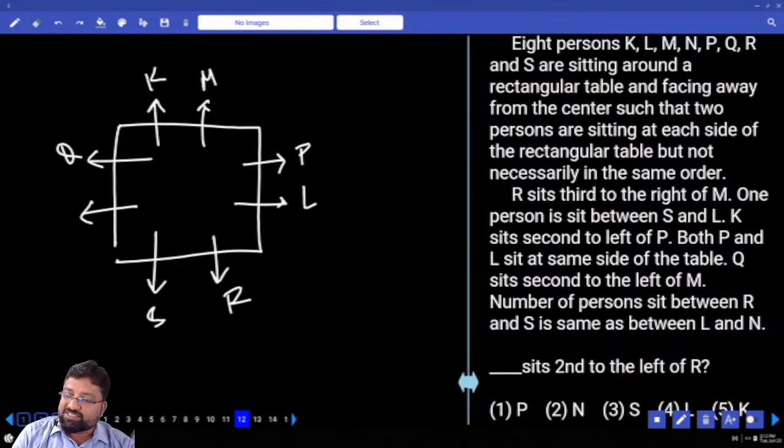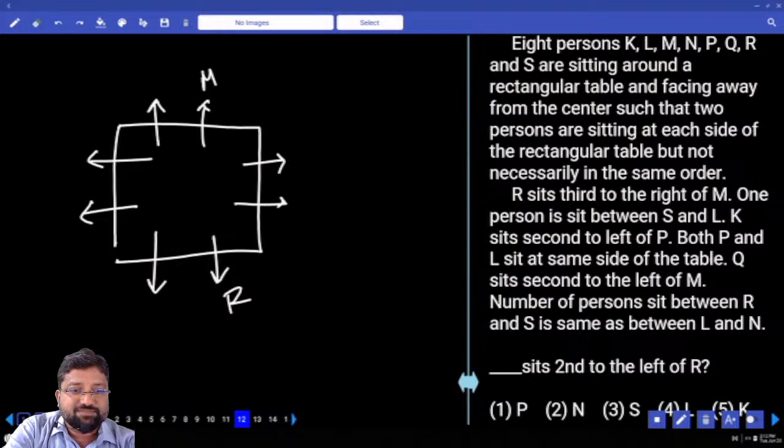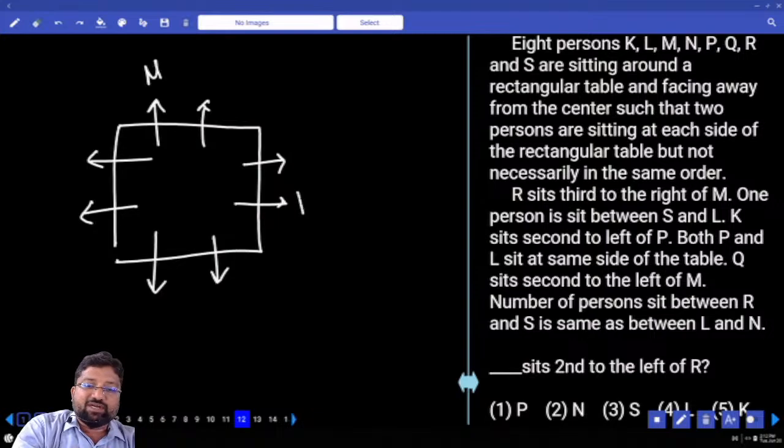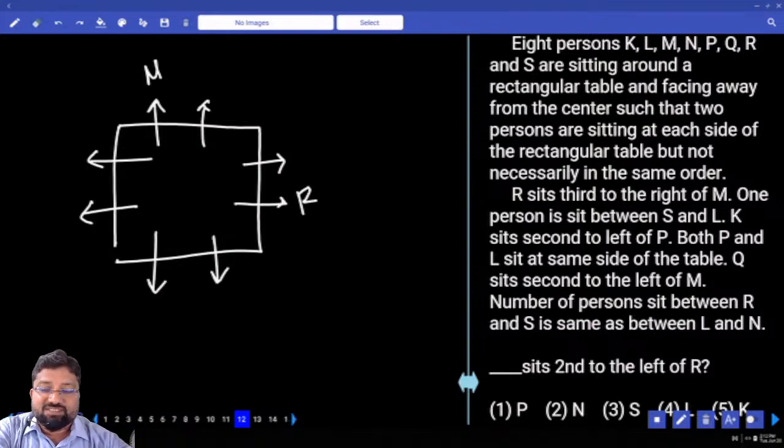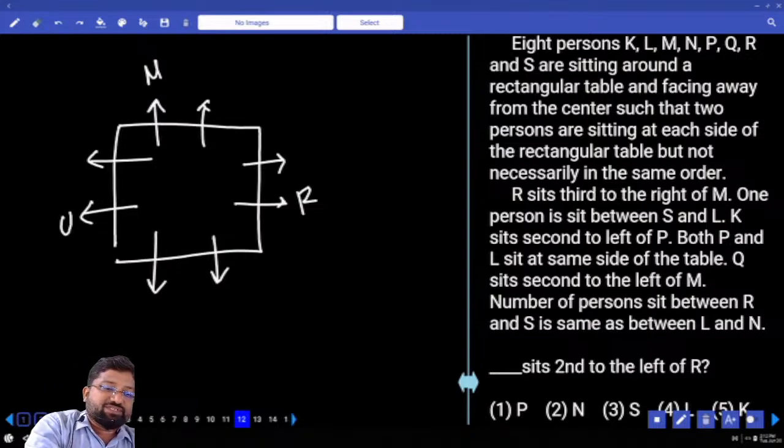The number of persons sitting between R and S. How many are between R and S? 0. Same as L and N. L and N. Am I getting the answer? Where did we go wrong? Position of M, third right is R, second to the left of M, who? Q. Q sits second to the left of, right?